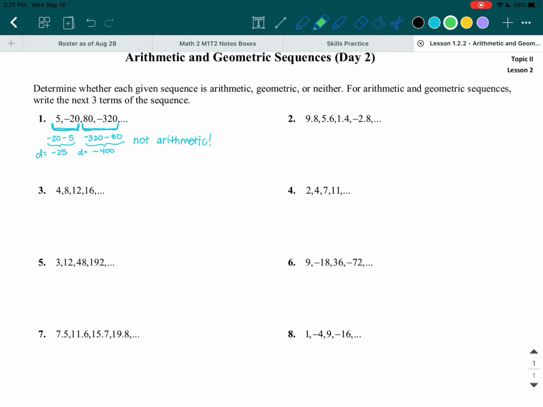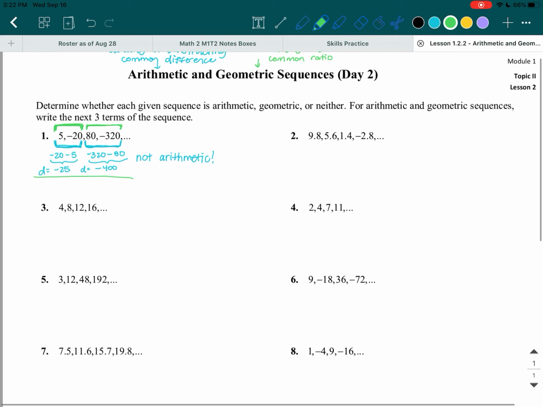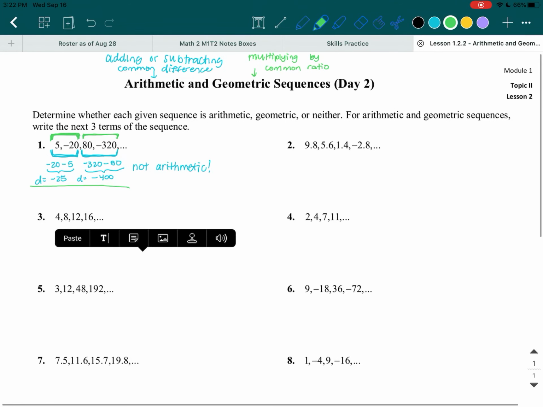Let's test to see if this is geometric. Geometric means when you take those same pairs and you divide them, you should get the same common ratio every single time. So let's take a look at calculating for the first set of numbers, okay? Our first set of numbers is 5 and negative 20. Take the second number and divide it by the first number. So negative 20 divided by 5. And we get negative 4. Use a calculator if you don't know.